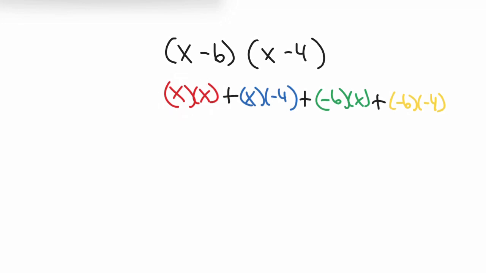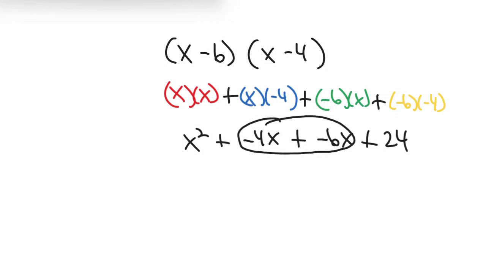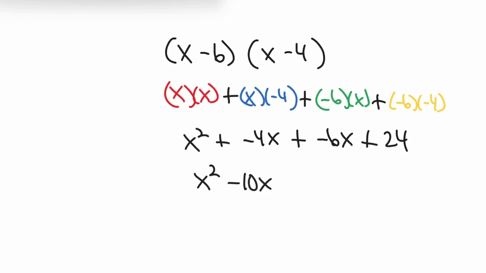Next we multiply these together. x times x is x squared, plus x times negative 4 is negative 4x, plus negative 6 times x is negative 6x, plus negative 6 times negative 4 is positive 24. Now we're going to combine the two middle terms. Negative 4x plus negative 6x is negative 10x. So we have x squared minus 10x plus 24.